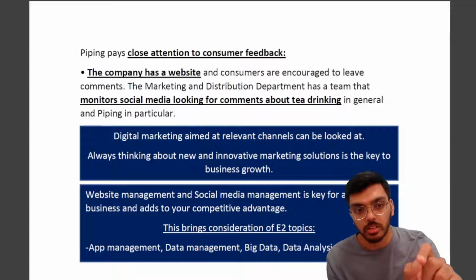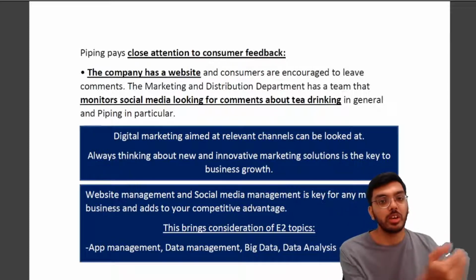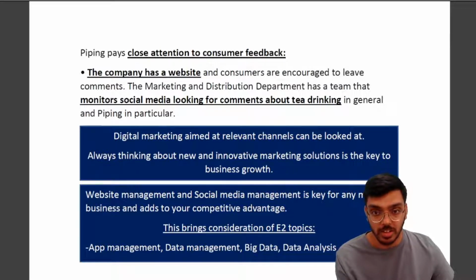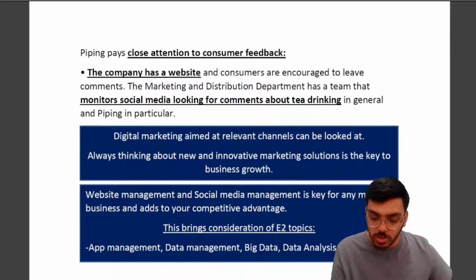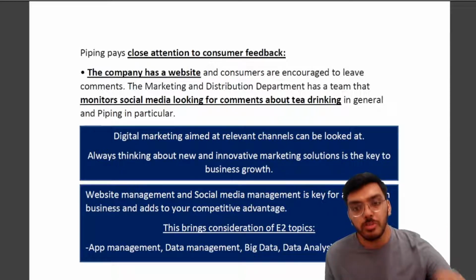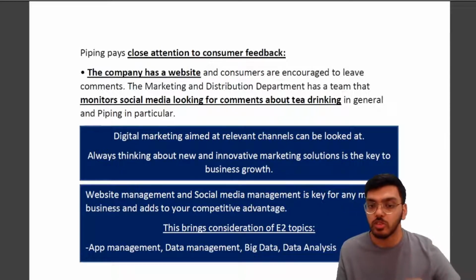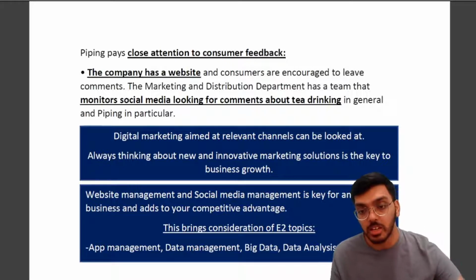But they're telling us that we have social media accounts as well. So your digital marketing aimed at relevant channels is being looked at. Always thinking of new innovative marketing solutions is key for any business growth. And because we have a website, because we have social media, management of the same can derive huge competitive advantage for your business. This brings consideration of your E2 topics of app management, data management, big data, data analysis.